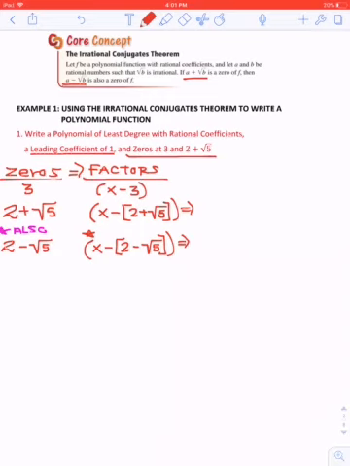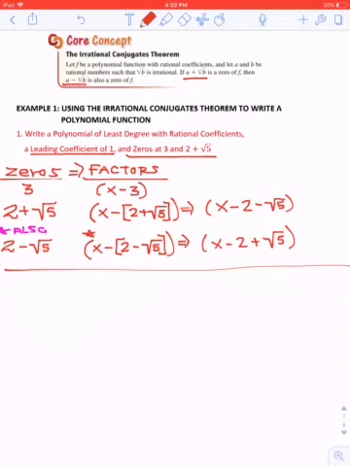If I distribute that negative, this factor would look like x minus 2 minus root 5, and this factor would look like x minus 2 plus root 5. Still following that conjugates theorem. You see the same factor minus root 5, same factor plus root 5. So still following that same pattern. The whole point of taking those zeros and changing them into factors is it allows us to write our function in factored form.